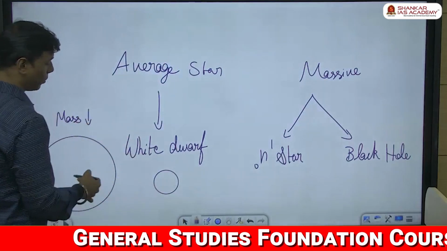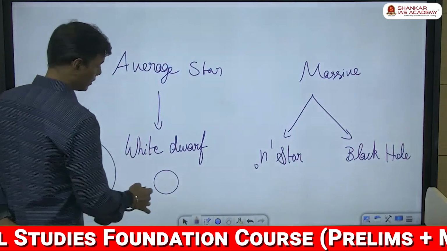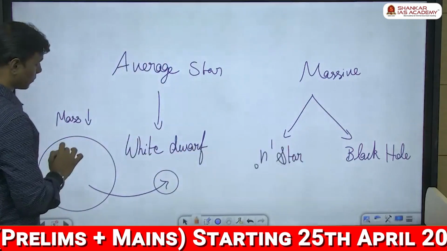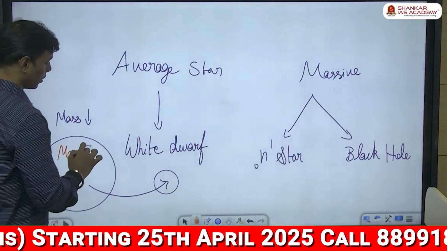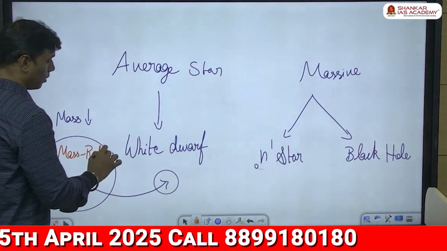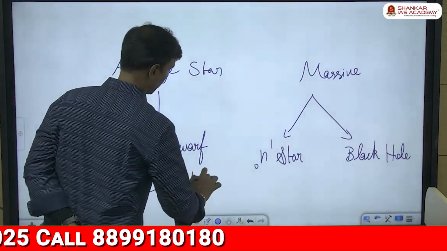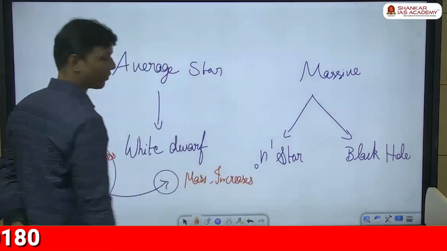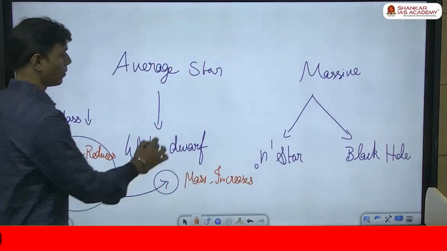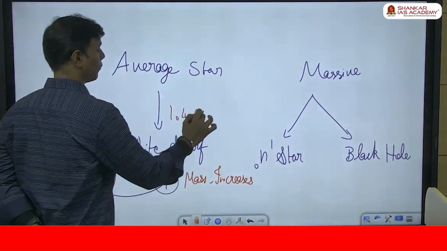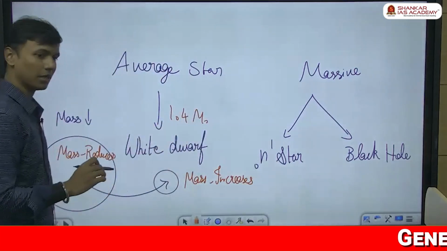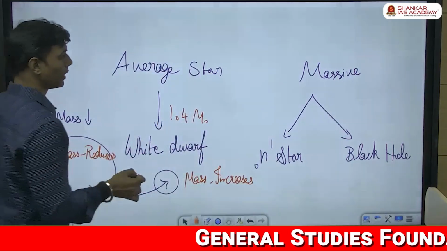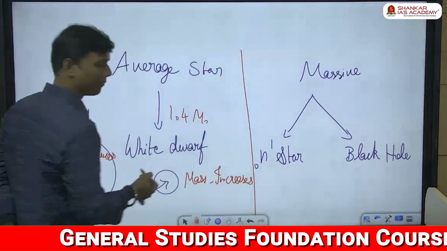Then this white dwarf starts taking matter from here, which means for this star, the mass reduces. But for the white dwarf, the mass increases. But there should be an upper limit for this, no? The upper limit is 1.4 times the solar mass. After 1.4 times the solar mass, it cannot remain stable. Then it will detonate. Ideally, it should be called a supernova. But this is not happening in a massive star, but it's happening in an average star.